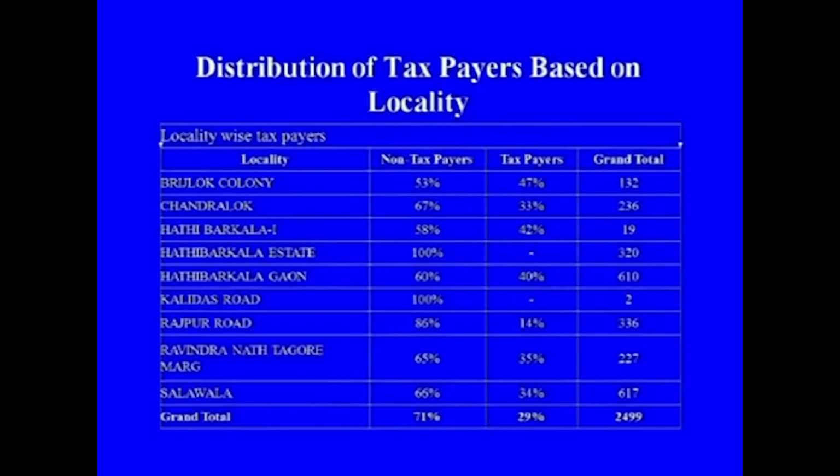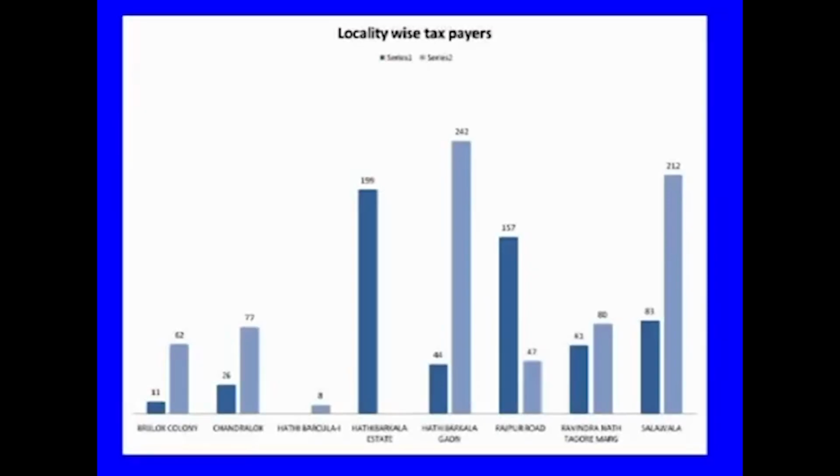Similarly, we can also find out the distribution of taxpayers based on the locality, and based on that the assessment can be made, and it is found that in the majority of the localities the non-payers of tax is substantially high. This particular slide shows the graphical representation of the locality wise distribution of taxpayers. So, based on this we can now make an assessment of the property tax.